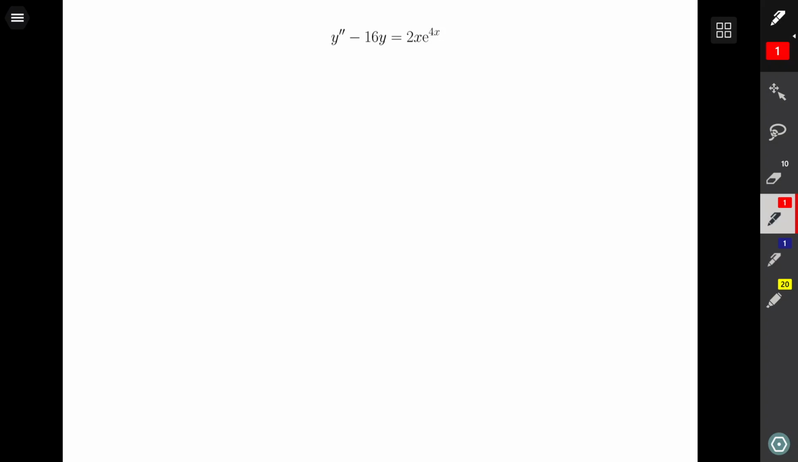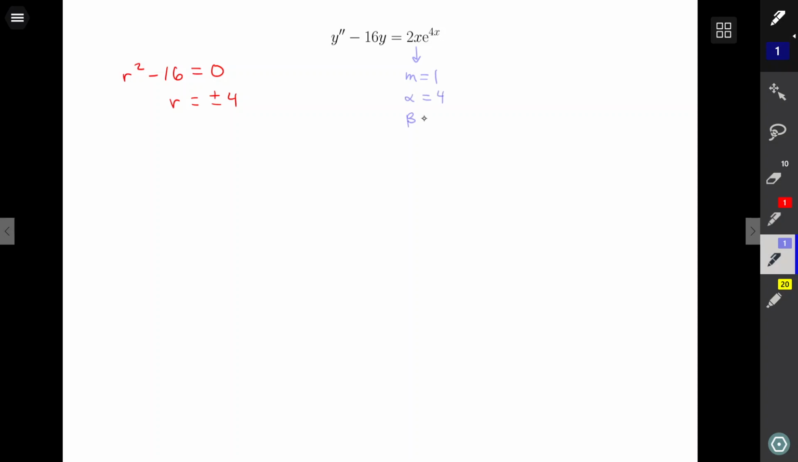So y double prime minus 16y equals 2x e to the 4x. So r squared minus 16 equals 0, and the roots in this case are plus or minus 4. And then we go over to 2x e to the 4x. That one has m equals 1. There is an exponential, and there's no trig functions.